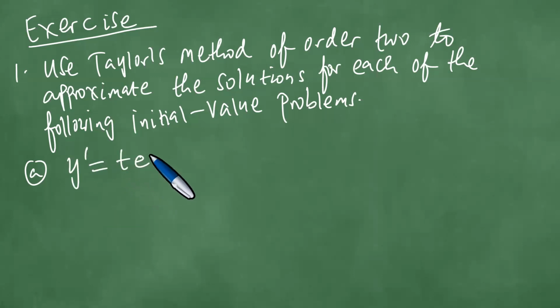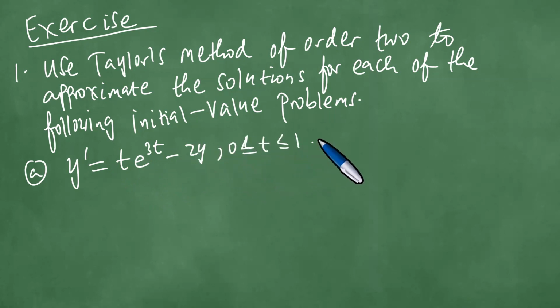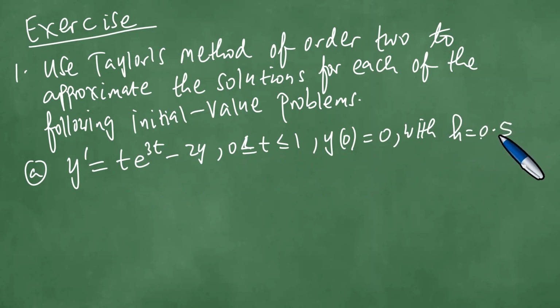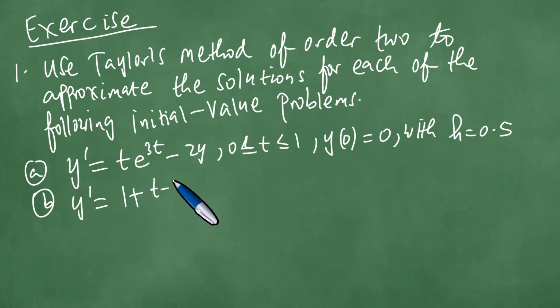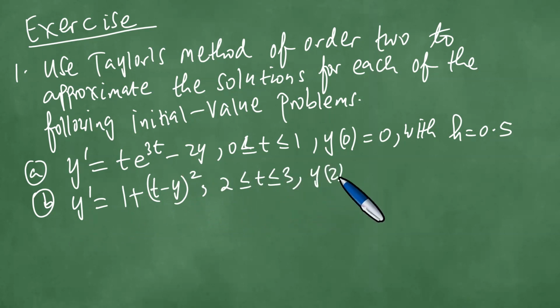So y prime is t e to the 3t minus twice y, t lies between 0 and 1, y at 0 is 0, with h equal to 0.5. Then y prime equals 1 plus t minus y, t between 2 and 3, y at t is 1, with h 0.5.